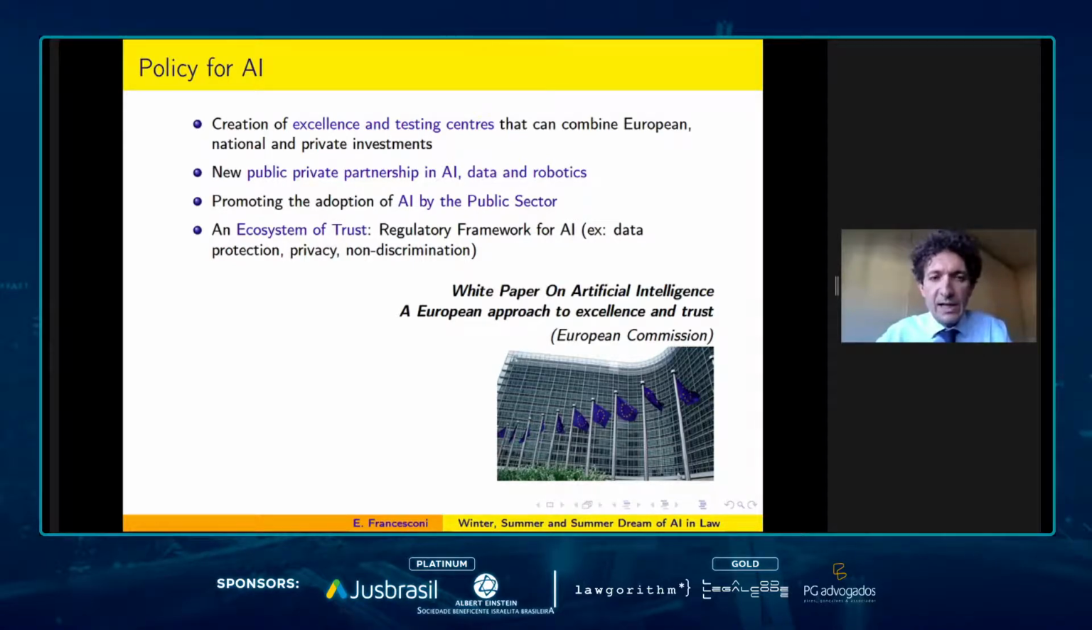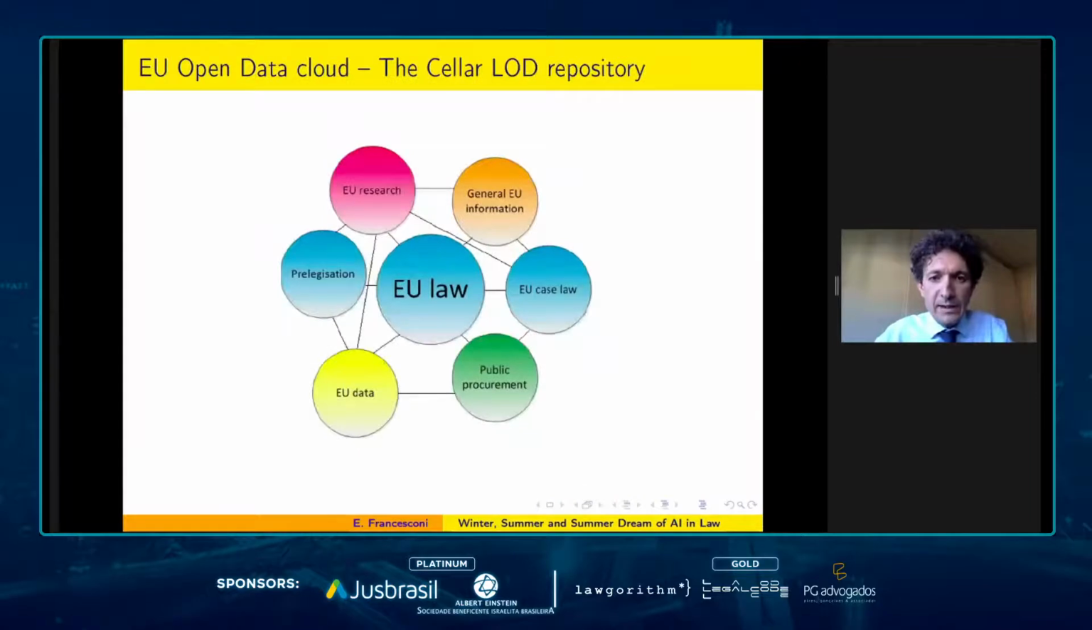So I would say that AI research is highly supported by the European institutions. And this is actually what the European Commission is working on, in particular to create the European Union Open Data Cloud centered on EU law. And we can see here the picture of the map, let's say, of the data managed by the Cellar repository of linked open data managed by the Publications Office of the European Union.